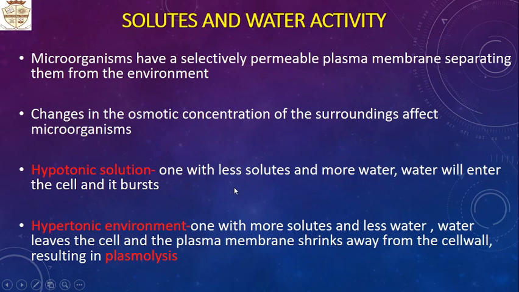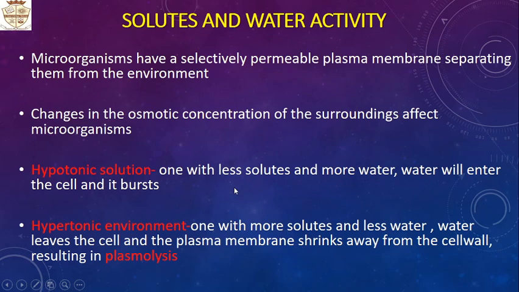Based on the amount of solutes and water, we have mainly two different kinds of solutions, hypotonic solutions and hypertonic solutions. Hypotonic solution is one which has less solutes and more water. If a cell is placed in such a solution, water will enter the cell because water is of more concentration outside the cell than the inside. So water will enter the cell and the cell can burst.